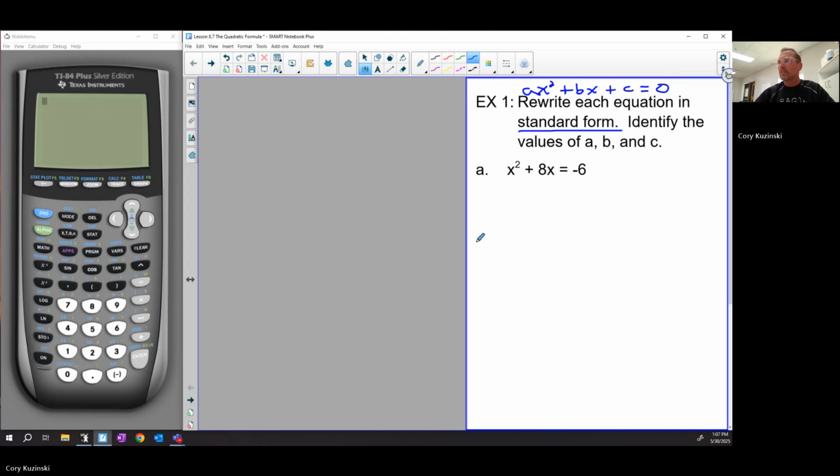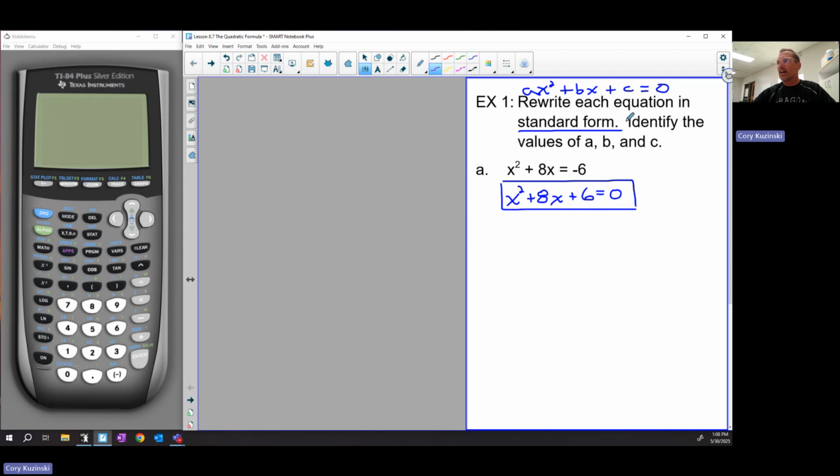Rewrite these equations and identify what a, b, and c are. Kind of already done this, but we'll go fast. Well, x squared plus 8x, and then when I add 6 to both sides, it's going to give me plus 6 equals 0. Okay, so that's important because now we can identify what a, b, and c are. That's standard form right there.